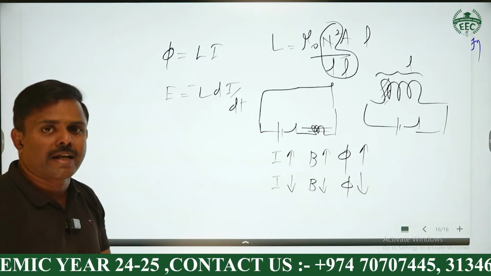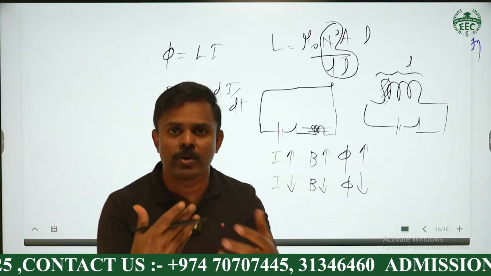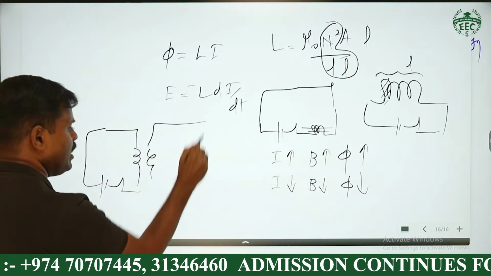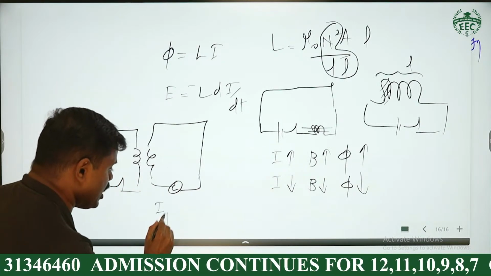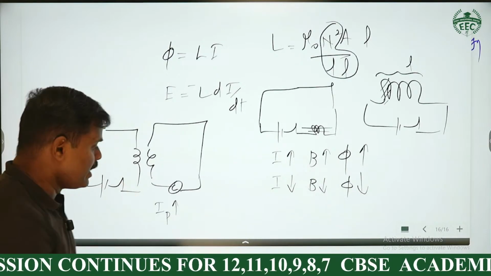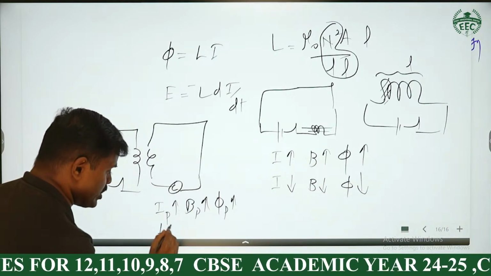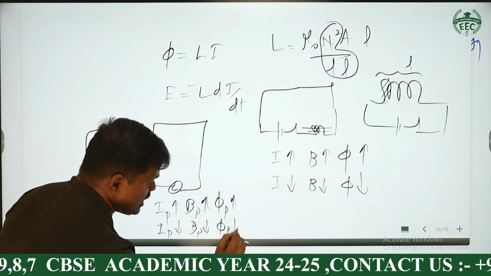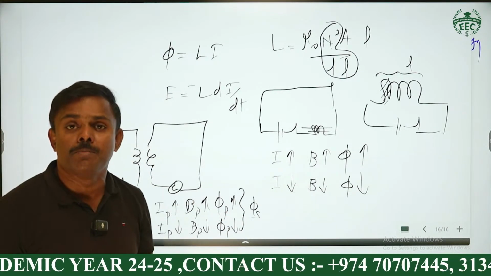Then we have mutual induction. Self-induction is one coil. Mutual induction means 2 coils. So you have 2 coils over here: cell, switch and the second coil. This is the galvanometer. The first coil is primary, the second coil is secondary. What happens when you switch it on? Primary current increases, because the cell is in the primary. So the primary field increases, primary flux increases. Similarly, when switched off, primary current decreases, primary field decreases, primary flux decreases. This will cause the secondary flux to change and EMF is developed. That EMF is called mutual induction.